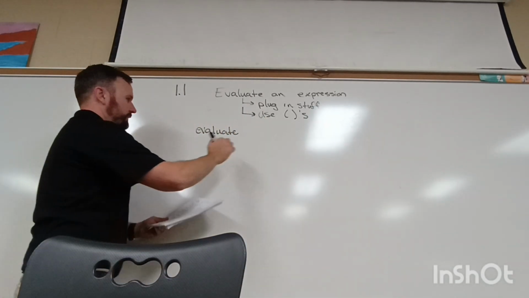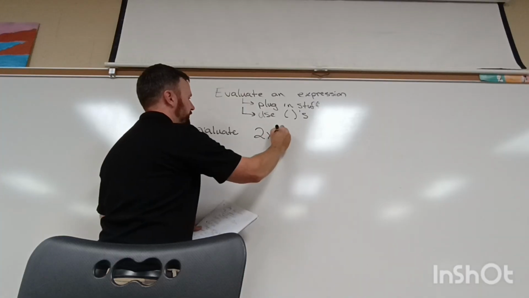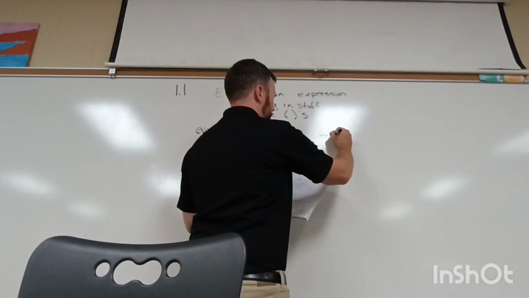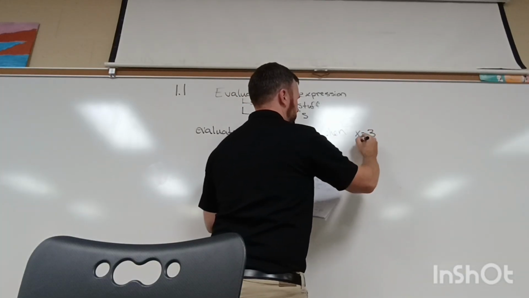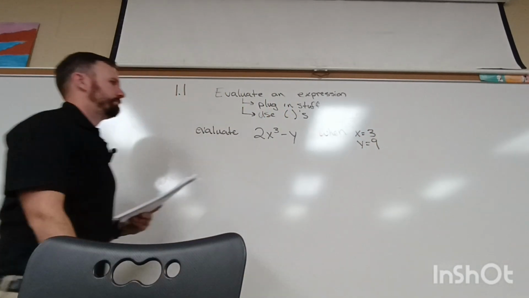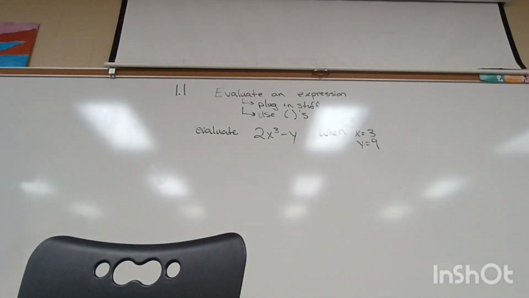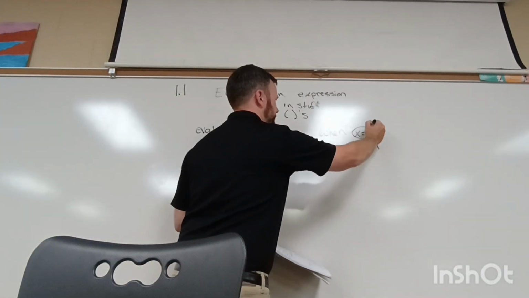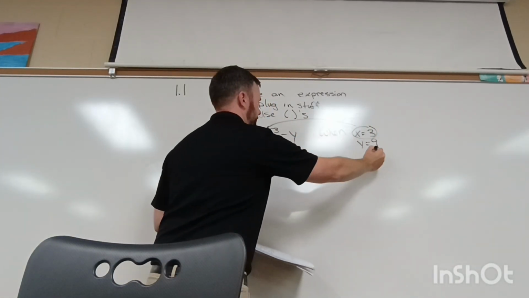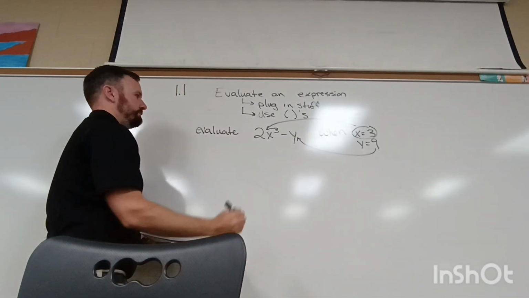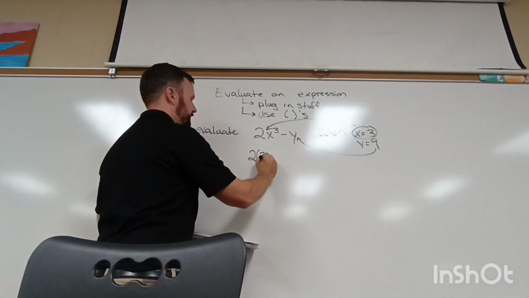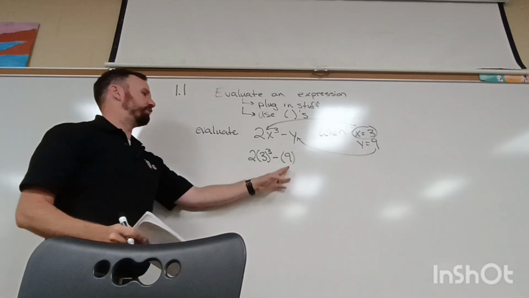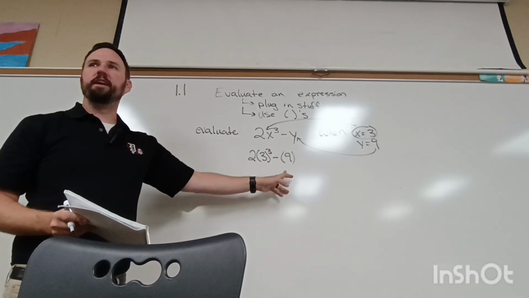So let's evaluate. Let's try a different one. Let's do 2x to the third minus y, when x equals 3 and y equals 9. Sound good? So all I'm going to do is plug in a 3, plug in a 9. So I'm going to do 2 times 3 to the third minus 9. Do you have to put parentheses around it when you're adding, subtracting? Nah, but it won't hurt me to do it.